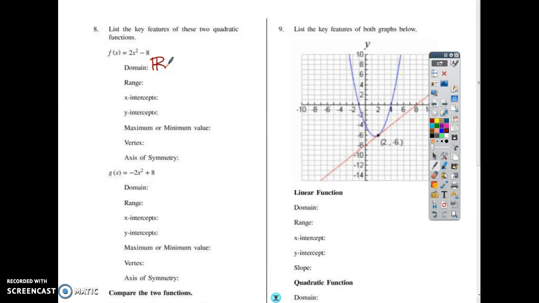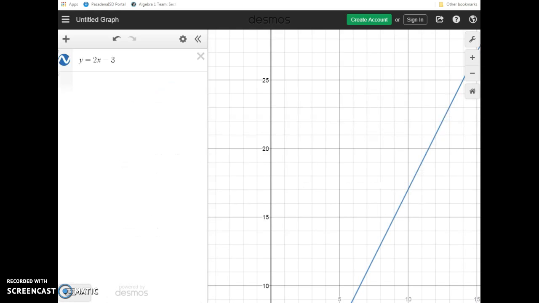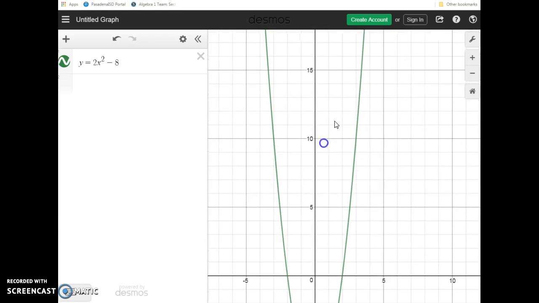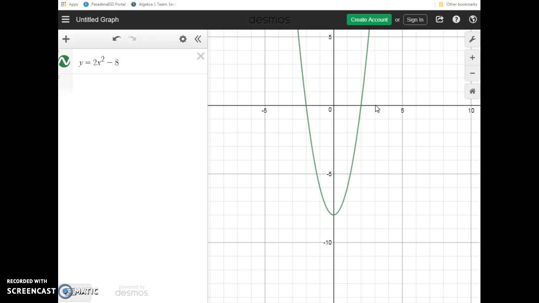What about the range? y is greater than or equal to negative 8. Okay? So, y equals 2x squared minus 8. If we type it in, y equals 2x squared. Okay, this is our quadratic, right? Where's our x-intercepts? It's here along the x-axis, okay? So what are they?